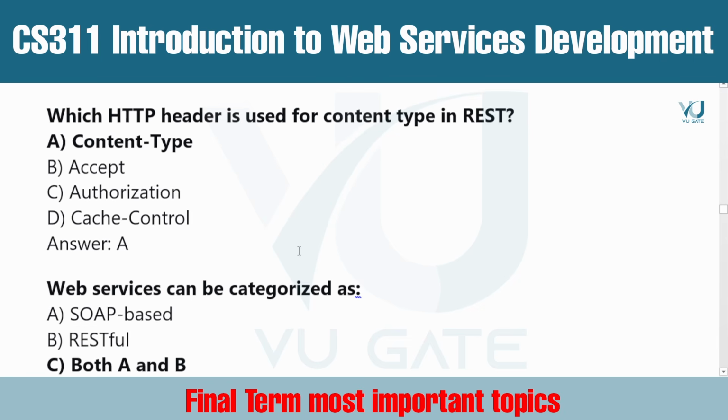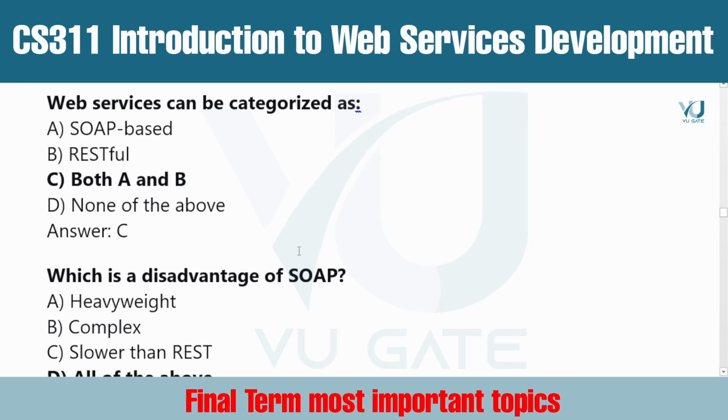Question 31, which HTTP header is used for content type in REST? The correct answer is option A, content type. Question 32, web services can be categorized as? The correct answer is option C, both A and B.